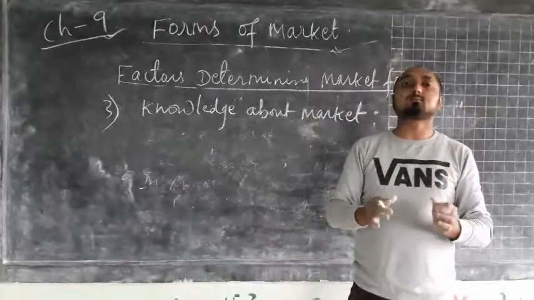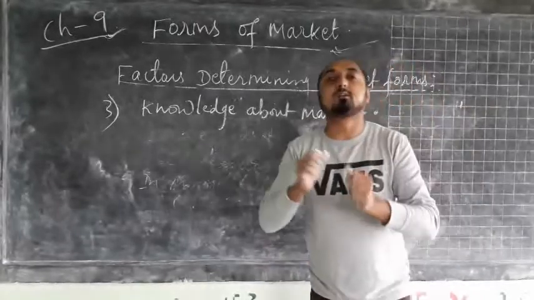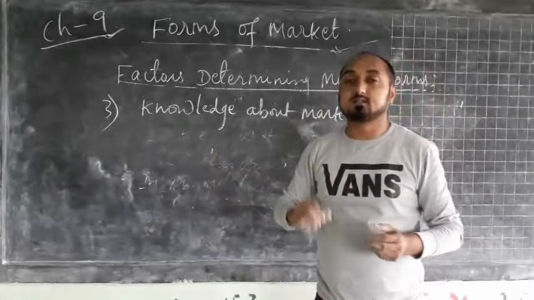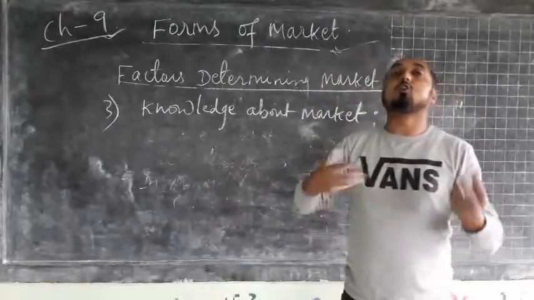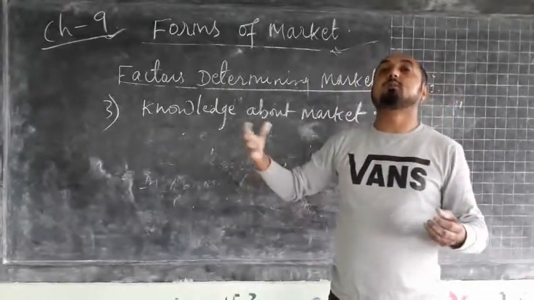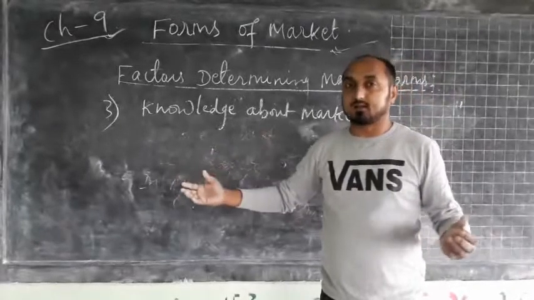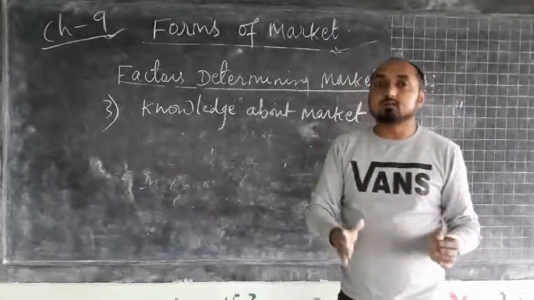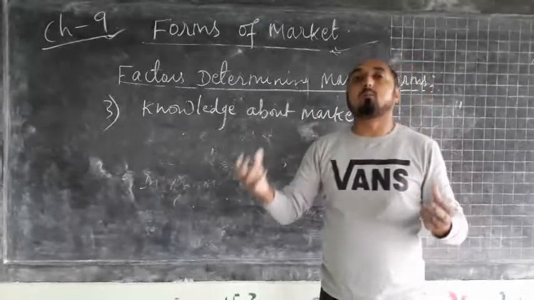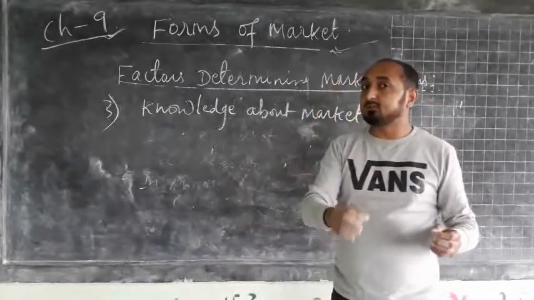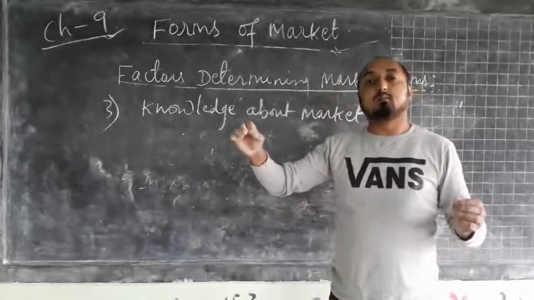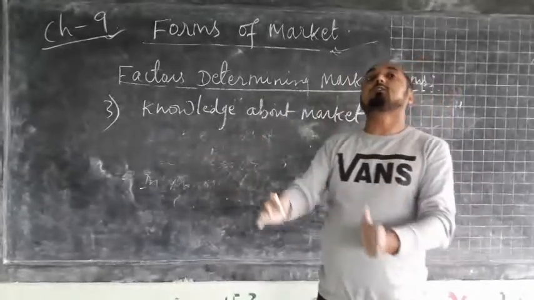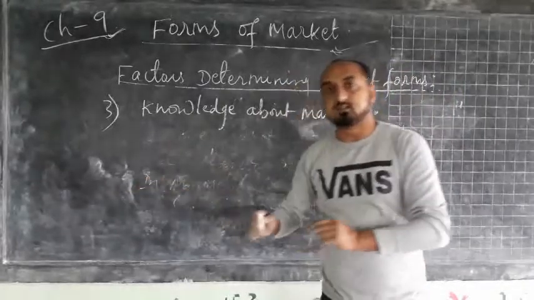Whereas in the case of a monopolistic competitive market, there may be a lack of knowledge about the market condition. Consumers may be ignorant about the price and the quality of the product available in the market. So when the buyers are well aware about the price and the quality of the product available in the market, then we can say that the buyers have perfect knowledge about the market condition.